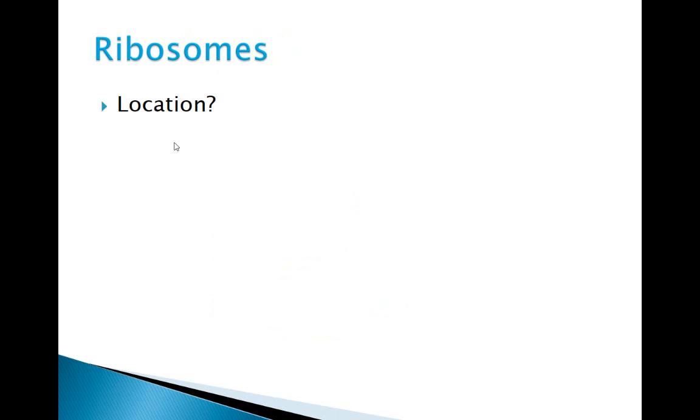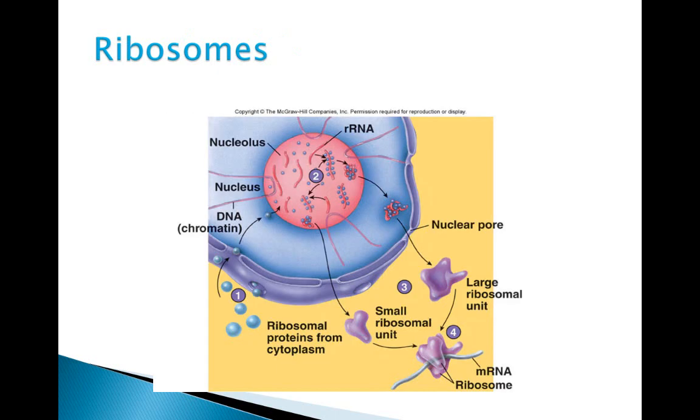Ribosomes. Ribosomes are made in the nucleolus, which is, I'm going to go to the next page here, the dense center of the nucleus. Okay, so this whole thing right here is the nucleus, and in the center here is the nucleolus. This is where ribosomes are manufactured.